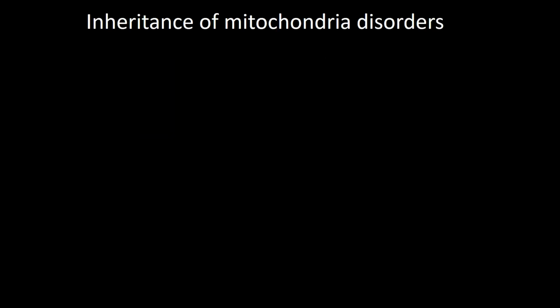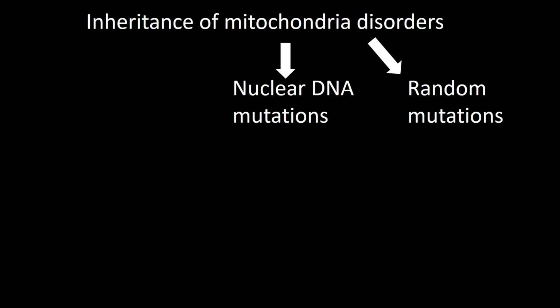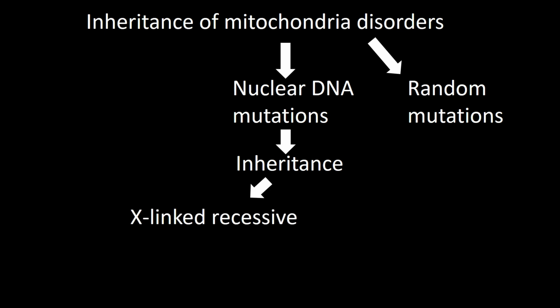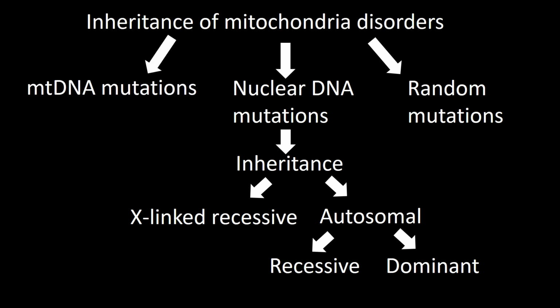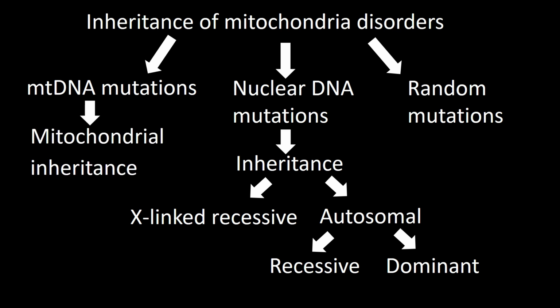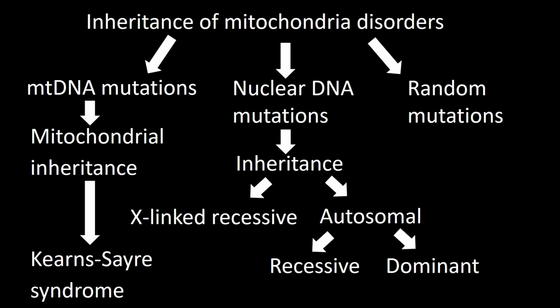The inheritance of mitochondrial disorders can be due to random occurrence with no apparent family carrier or affected individuals in the family, due to nuclear DNA mutation, in which case the inheritance can be X-linked recessive or autosomal recessive or dominant, or the inheritance of mitochondrial disorders can be as a result of mitochondrial DNA mutation, in which case we use the term mitochondrial inheritance. Kearns-Sayre is among these conditions.